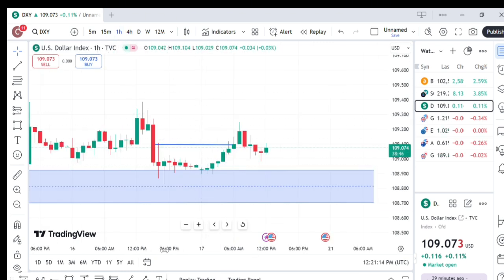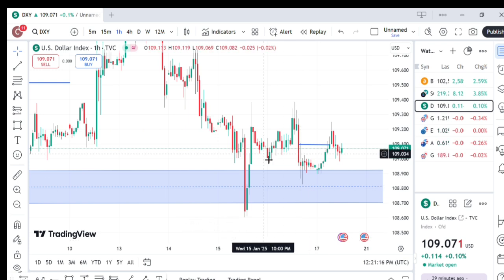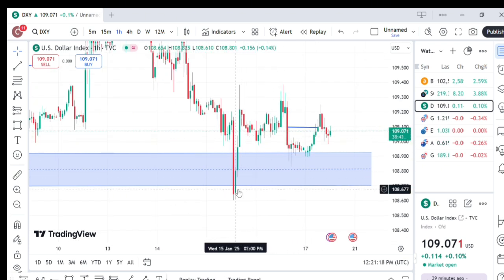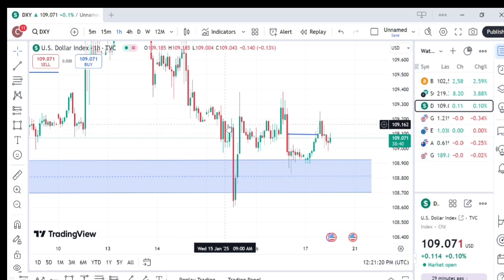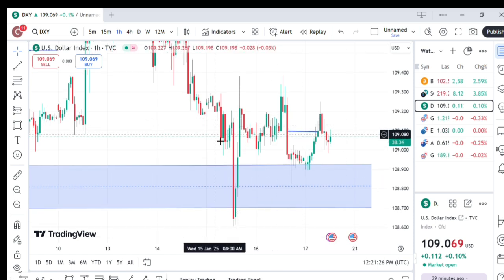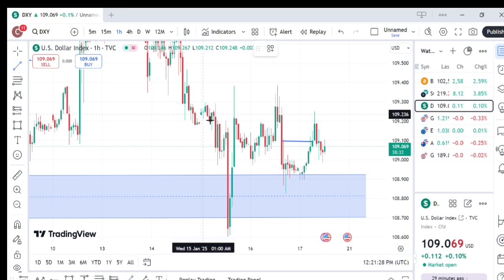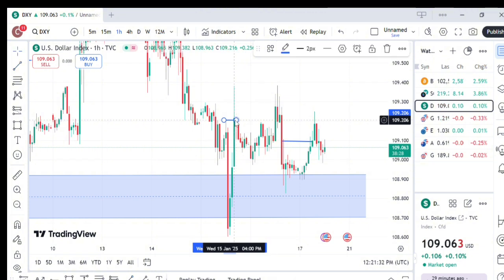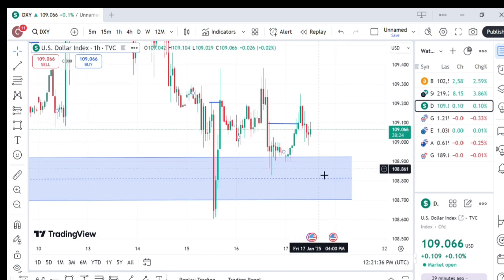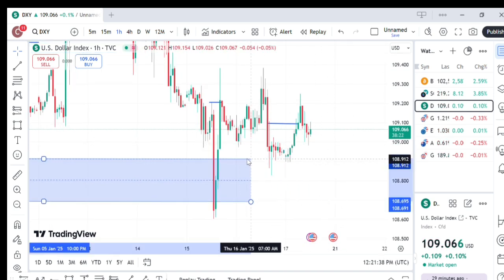On the 1-hour time frame, price traded into the fair value gap, and we can see a change of character here. This is a change of character that shows that this market is going up. So let's mark that, a very small change of character here. Then we saw price retrace, and when the price created that change of character, there is a fair value gap here on the 1-hour time frame.